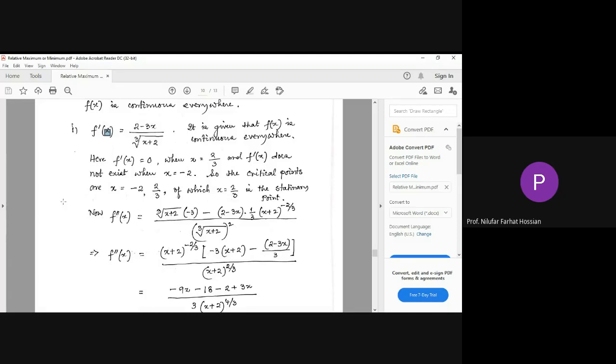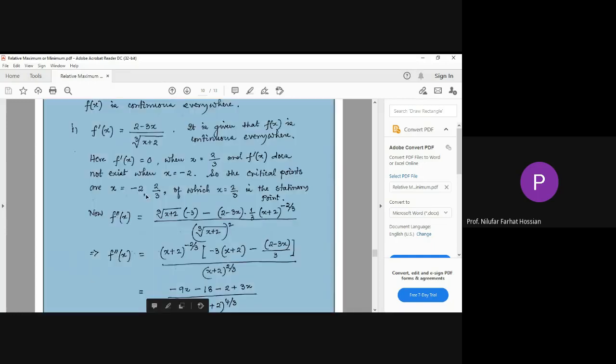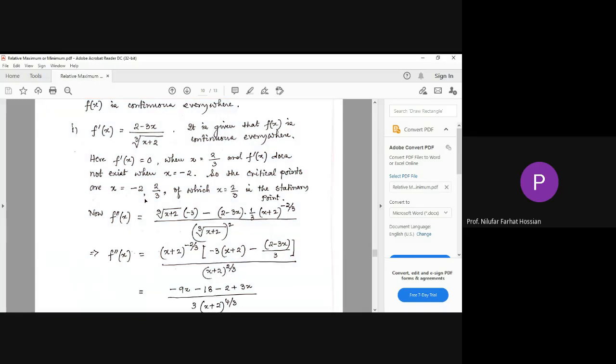So what will be our critical points? Our critical points will be 2 by 3 and minus 2. And in between these two critical points, 2 by 3 will be the stationary point. Minus 2 is a critical point, but it is not a stationary point. 2 by 3 is a critical point, as well as a stationary point. Okay, now to determine whether there is a relative maximum or minimum, here we are starting with the second derivative test.